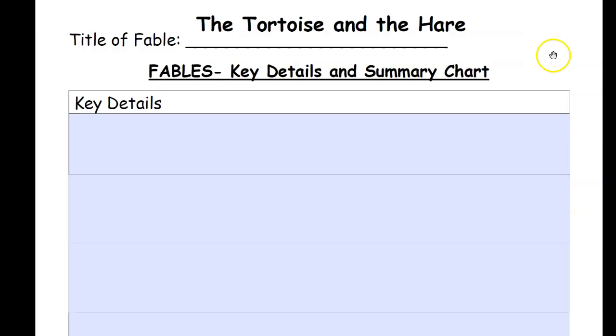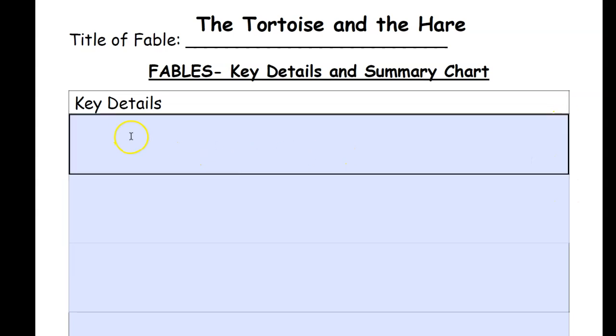All right, so now we're going to look at the fable titled "The Tortoise and the Hare." Okay, and we're going to write some key details and summarize in this chart. Okay, so go ahead and write "Tortoise and the Hare" at the top. So when we write the key details, let's start from the beginning of the story and go in order.